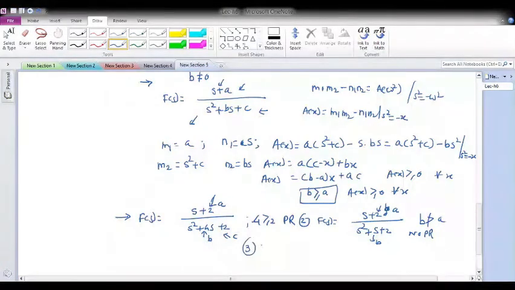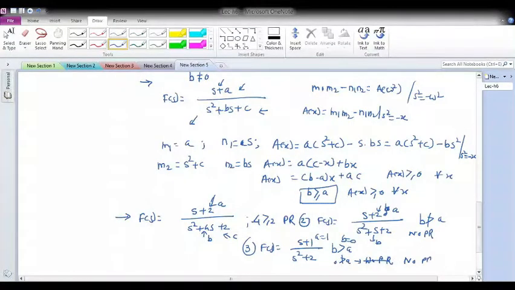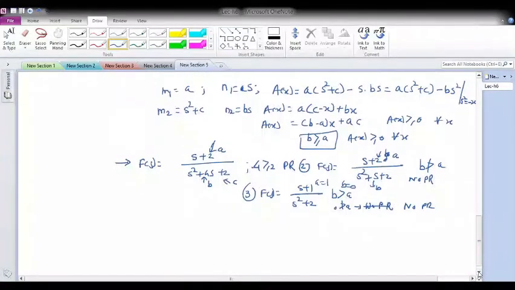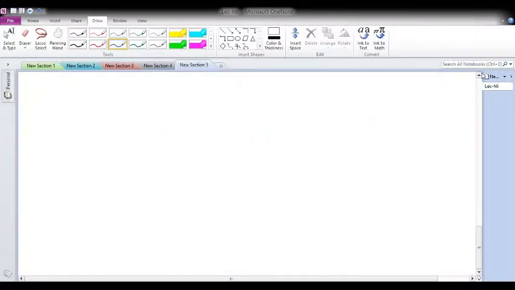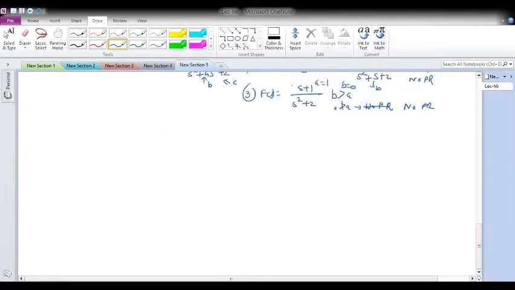Third, if f of s is s plus 1 divided by s square plus 2. So in this case, what is to be done? b has to be greater than a. So a is 1, b is equal to 0. So 0 is not greater than a. That's why this is also not PR. So this way you can check directly whether this is PR or not, when the numerator is first order and the denominator is quadratic.